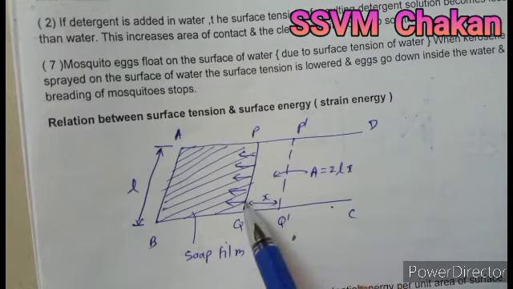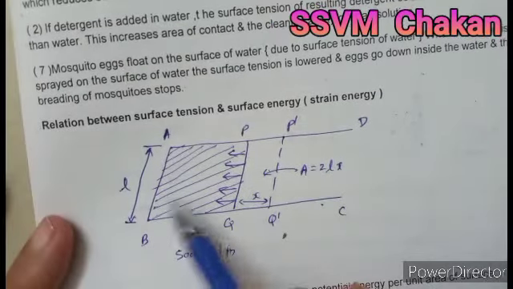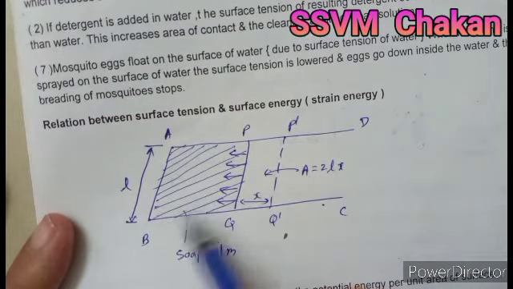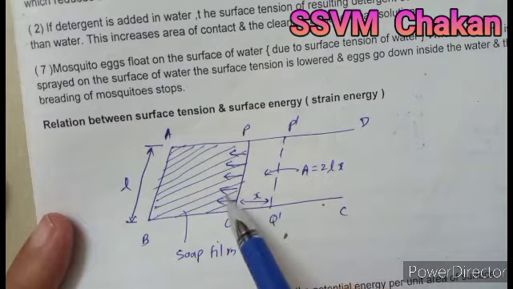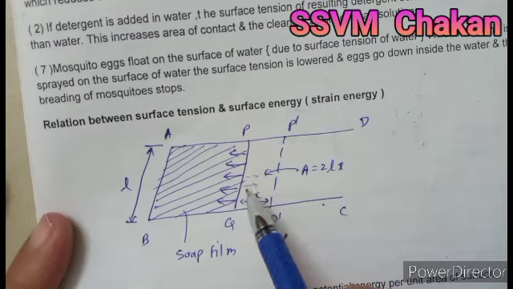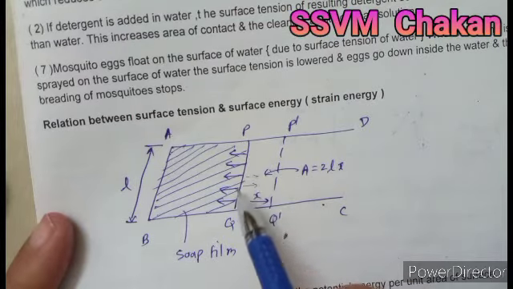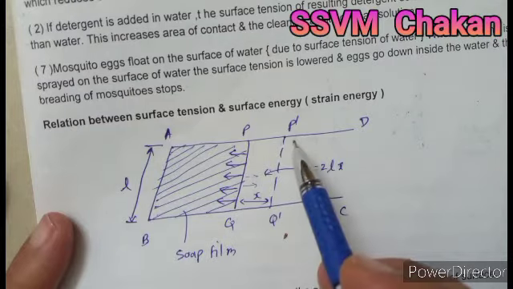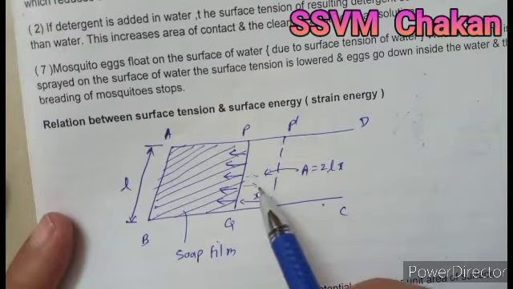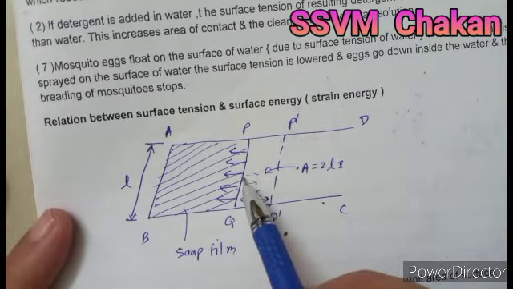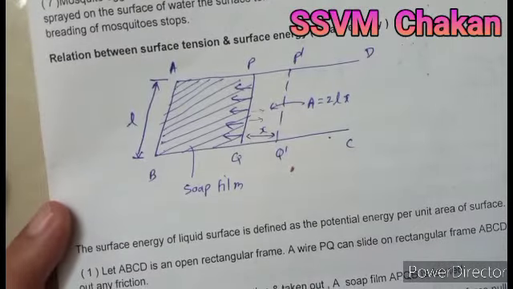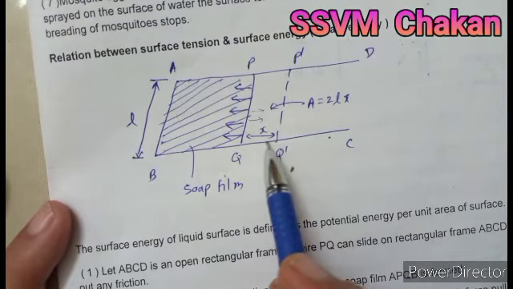Initially this wire PQ is pulled towards the soap film, towards AB. That means the film is applying the force towards AB, and you externally applied the force in the outward direction. This excess force you have applied so that wire PQ moves from position PQ to P dash Q dash. That extra applied force performs the work done over this wire, and that work done is nothing but the applied force into the displacement x.